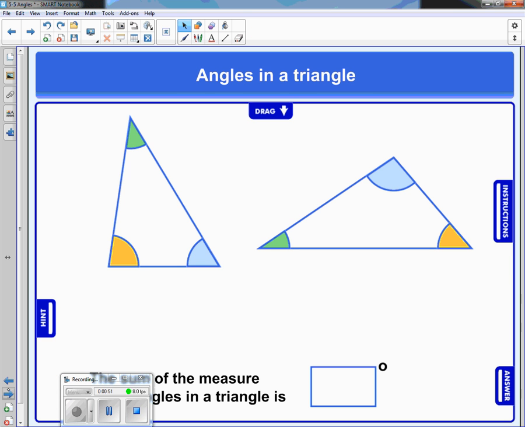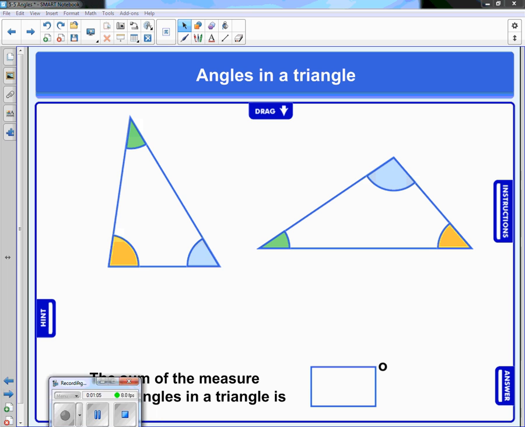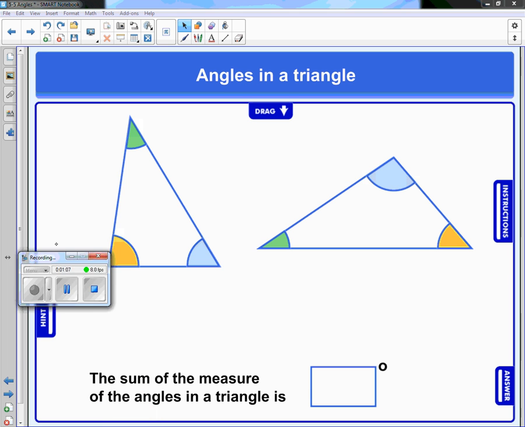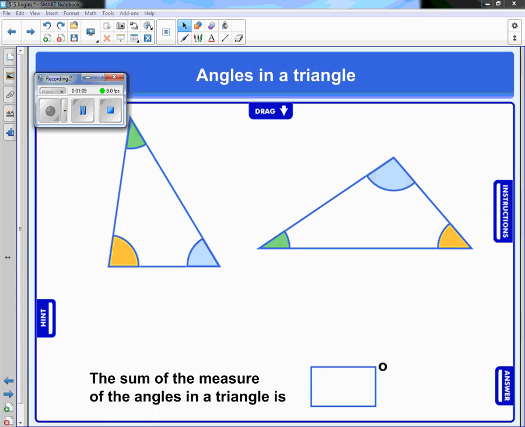Okay. So, someone tell me what they know about angles of a triangle. Yes, they add up to 180. Okay, they add up to 180. Do you think that's something you might want to write down? Yes. Okay. The sum of the measures of angles in a triangle is 180 degrees.